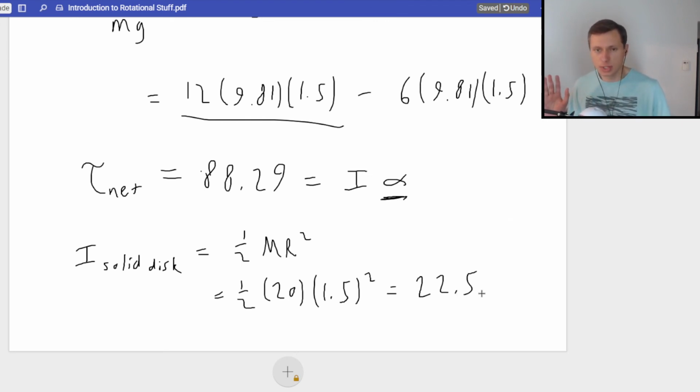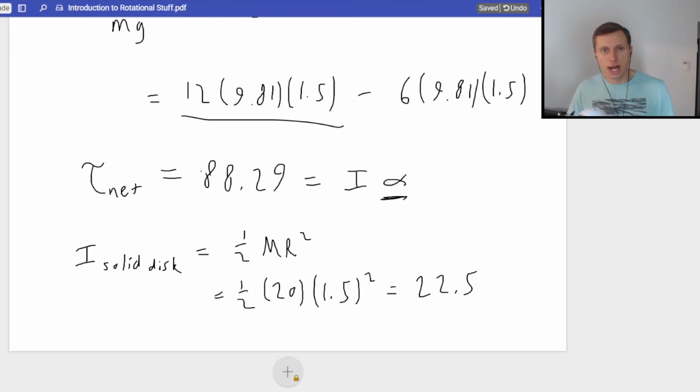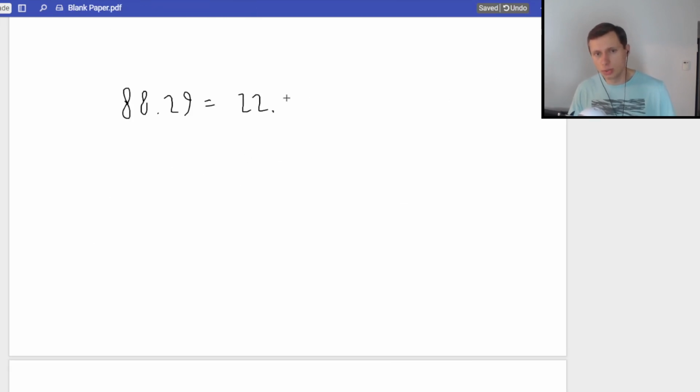I don't even care about the units for I, because I know the final answer is going to be in radians per second squared, right? Because that's what angular acceleration is. These units are terrible, so I wouldn't worry too much about them in the middle steps. So it's going to be 88.29 for torque. For I times alpha, it's 22.5 times alpha. We just need to divide both sides by 22.5. 88.29 divided by 22.5. We'll get a final answer for alpha of 3.92.